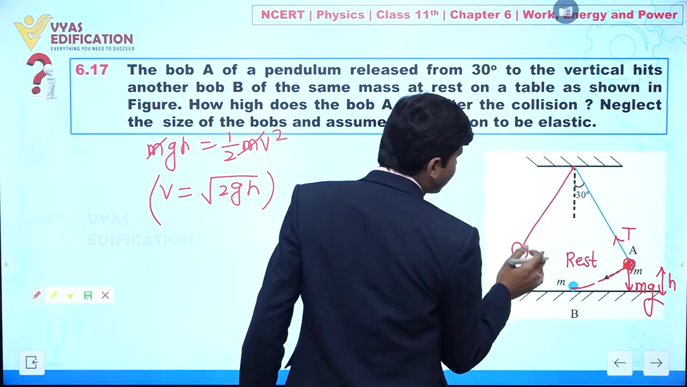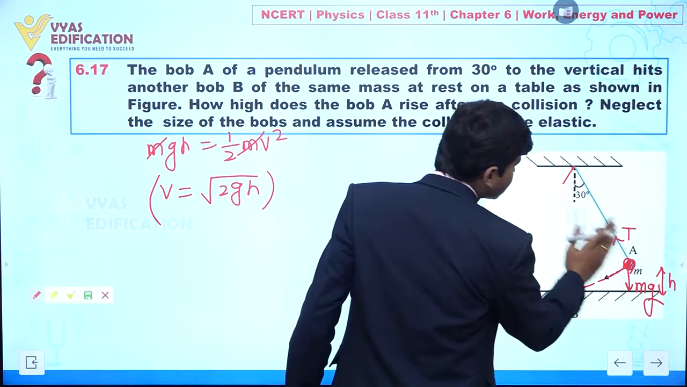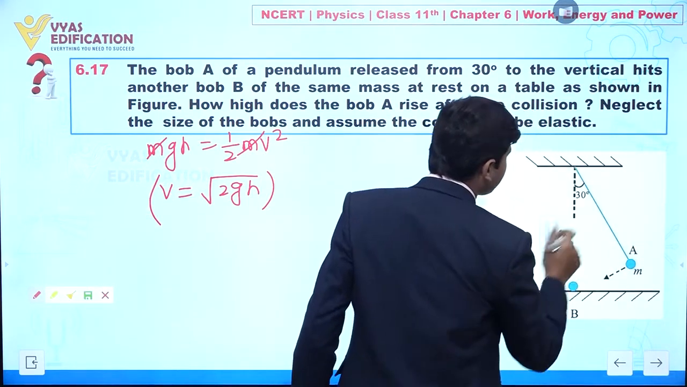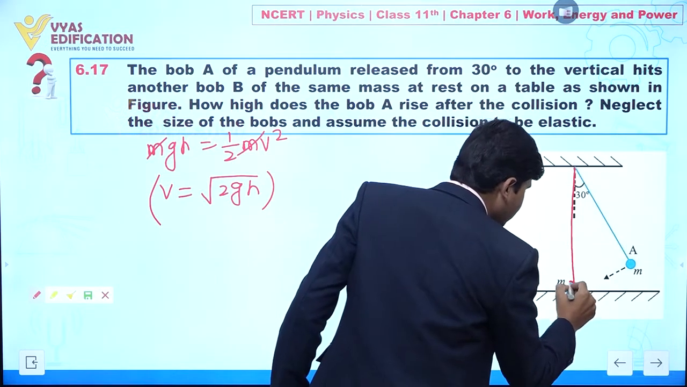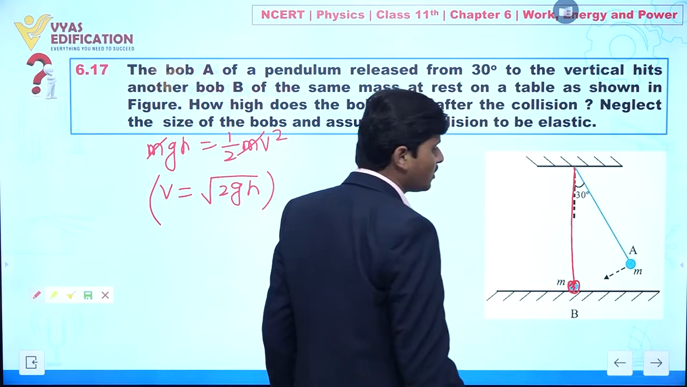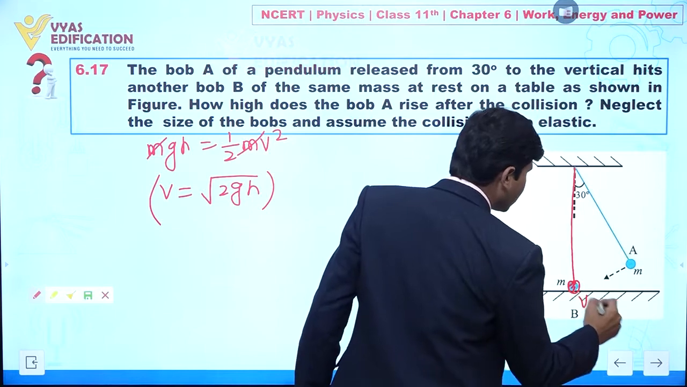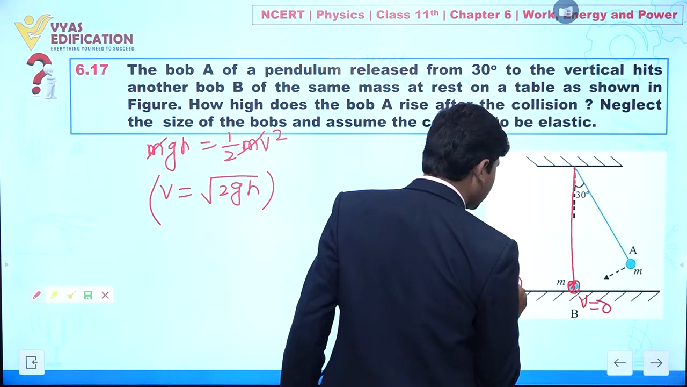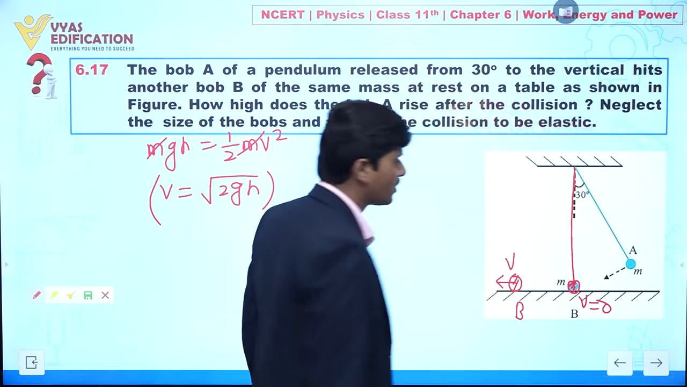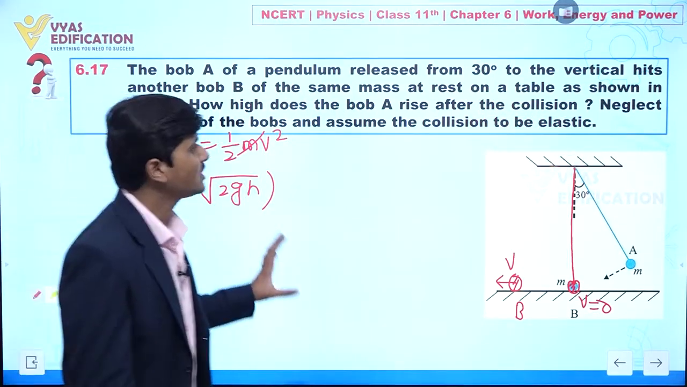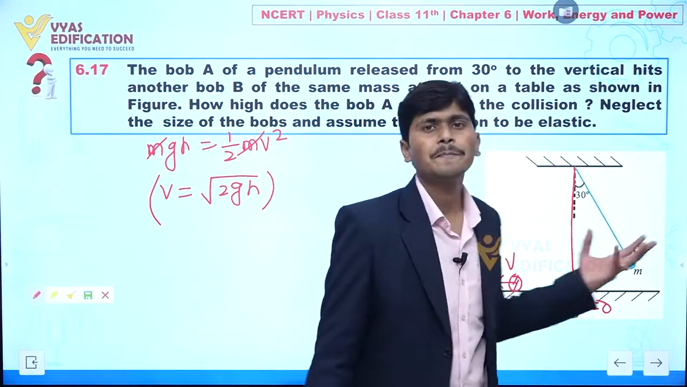Let us try to understand what will happen in the next situation. In this situation, bob A will come to rest, and finally ball B is moving with a certain velocity v. This will happen whenever we are talking about an elastic collision.